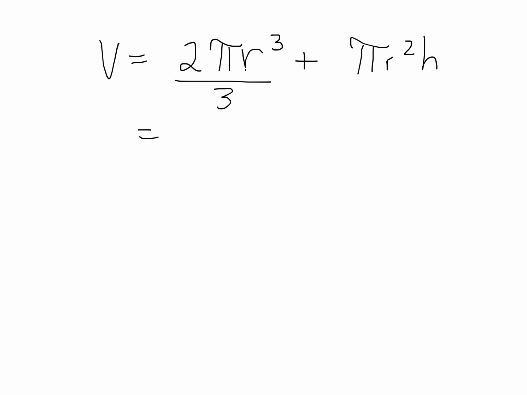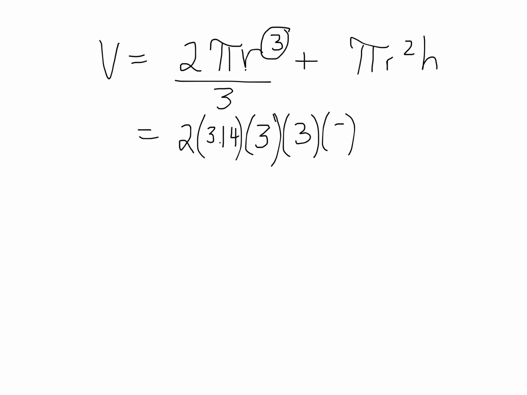Okay, so now I'm going to replace, I'm going to leave 2. Instead of writing pi, what number can I put? Times 3.14. What's the radius? 3, right? But it's 3 to the power of 3, so how many times do I write the radius? 3 times. Plus pi, oh, and this is divided by 3, sorry. Plus pi, what number am I going to replace that with?